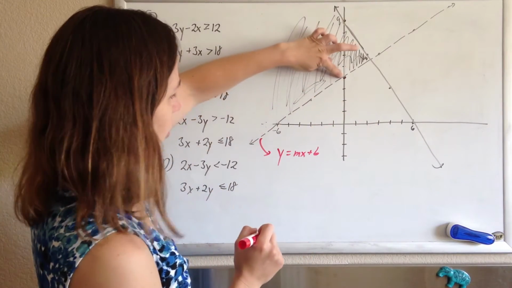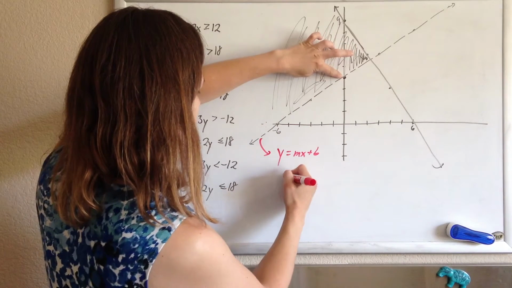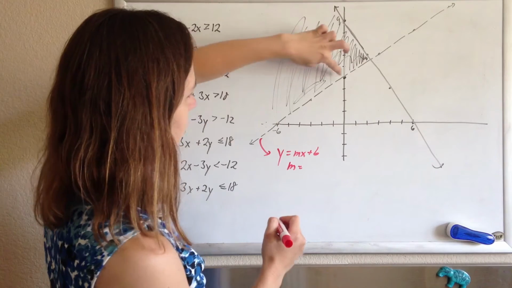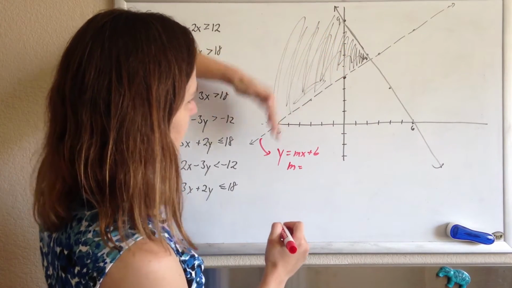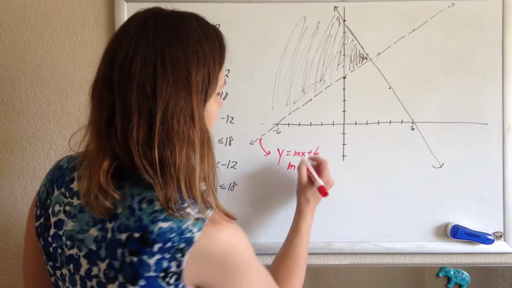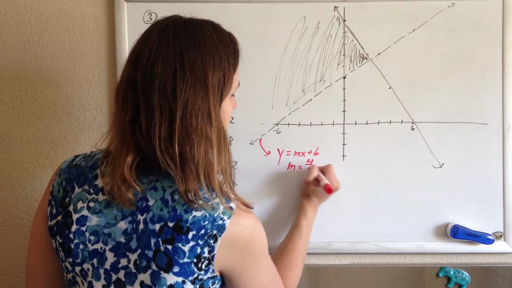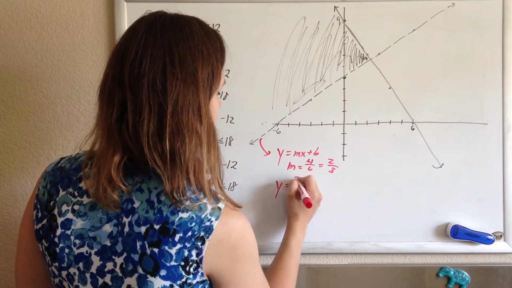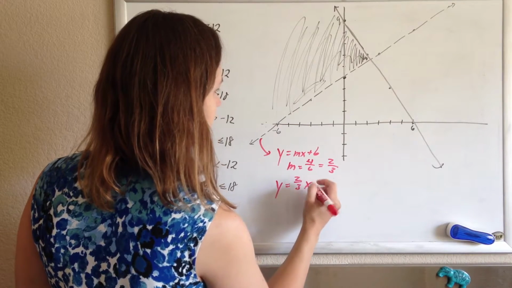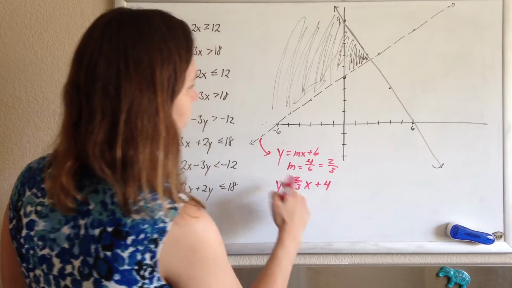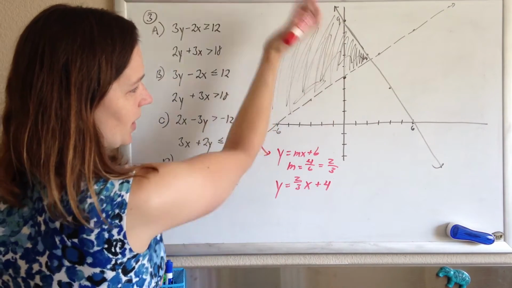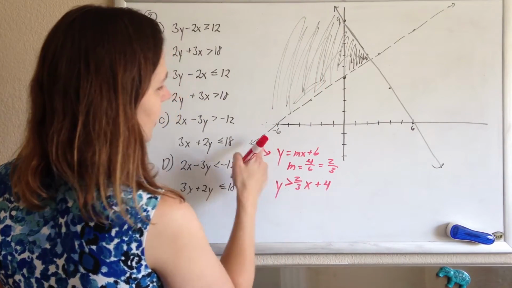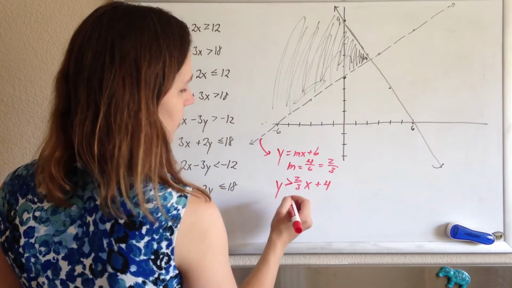My b is 4. So my slope looks like I go up 4 and over 6. Nice positive slope. If you were to write on the line, it's slanted up. So positive 4 over 6, so 2 over 3. So y equals 2/3 x plus 4. And of course it's an inequality because we're shading, so we're shading above the line. So it'll be greater than, and the line is dotted, so we can't equal it.